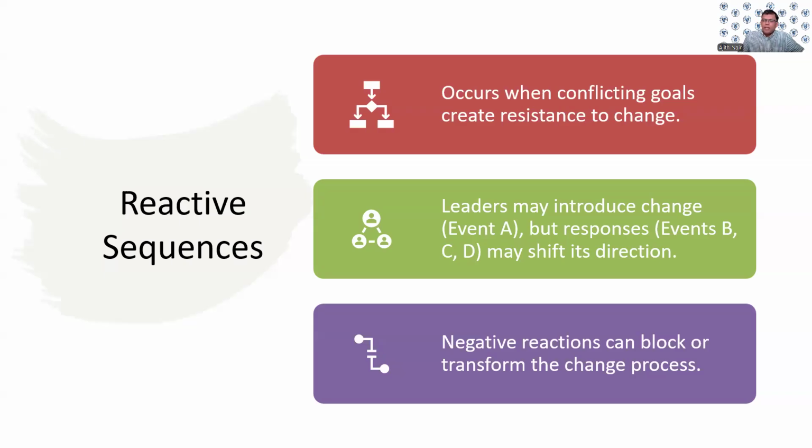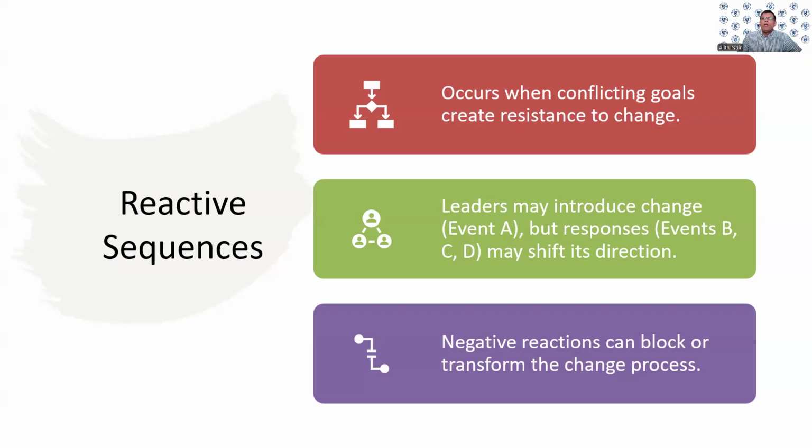Leaders may introduce a change, which we can call here event A, and the responses coming from stakeholders like B, C, D may shift its direction. Change, oftentimes in this case, evolves unpredictably due to the stakeholder reactions.